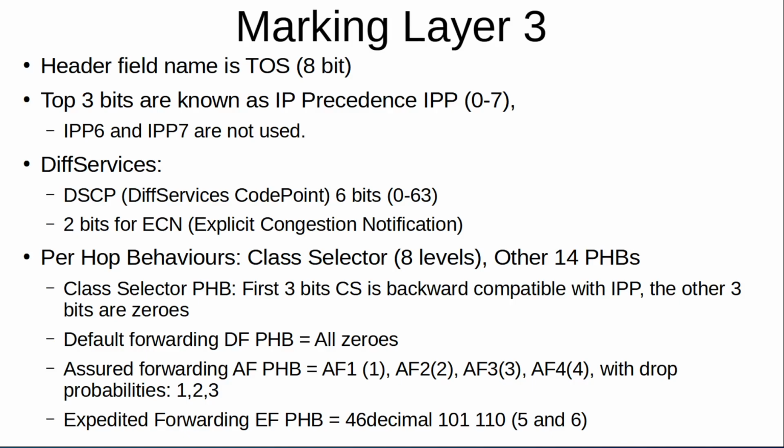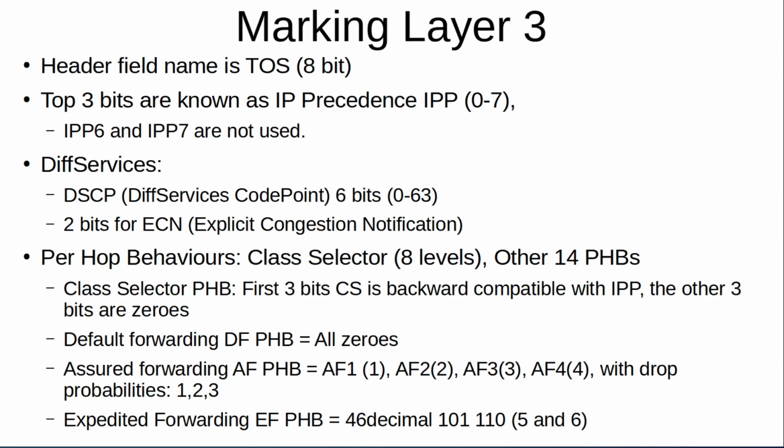If you choose to use the class selector per-hop behavior, you will only be using 3 bits. This is known as class selector and is backward compatible with IP precedence. The other 3 bits that the DiffServ standard uses will be set to 0.